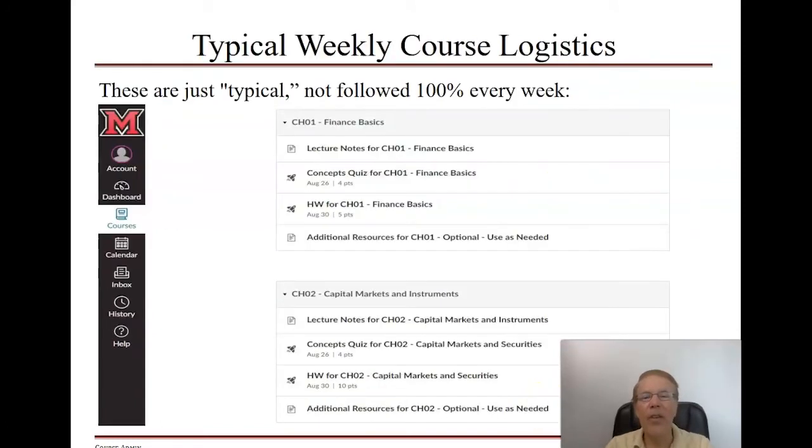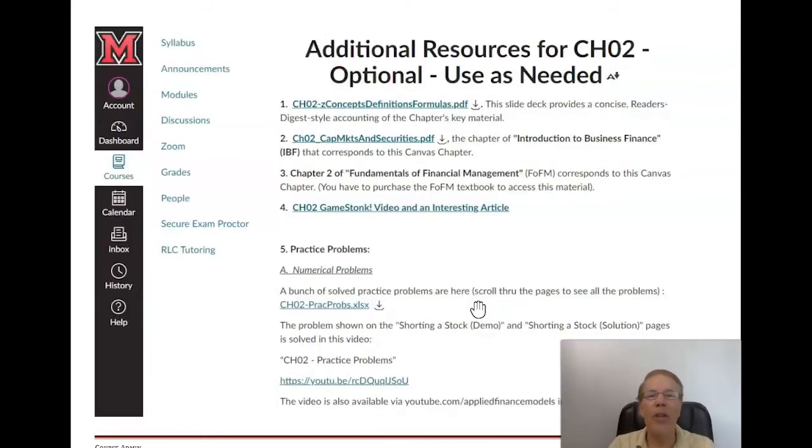I'd like to spend a little bit of time on this last section here, additional resources, optional, use as needed. As you can see, we're going to have one of those sections for each chapter, and here's what's in it. For chapter 2, for example, and this is pretty typical of all the chapters, we start with concepts, definitions, formulas. That's a PDF slide deck that has a Reader's Digest style condensed version of what's in the lecture notes. So that's a really good way to just review things really quickly, make sure you understand all the key parts.